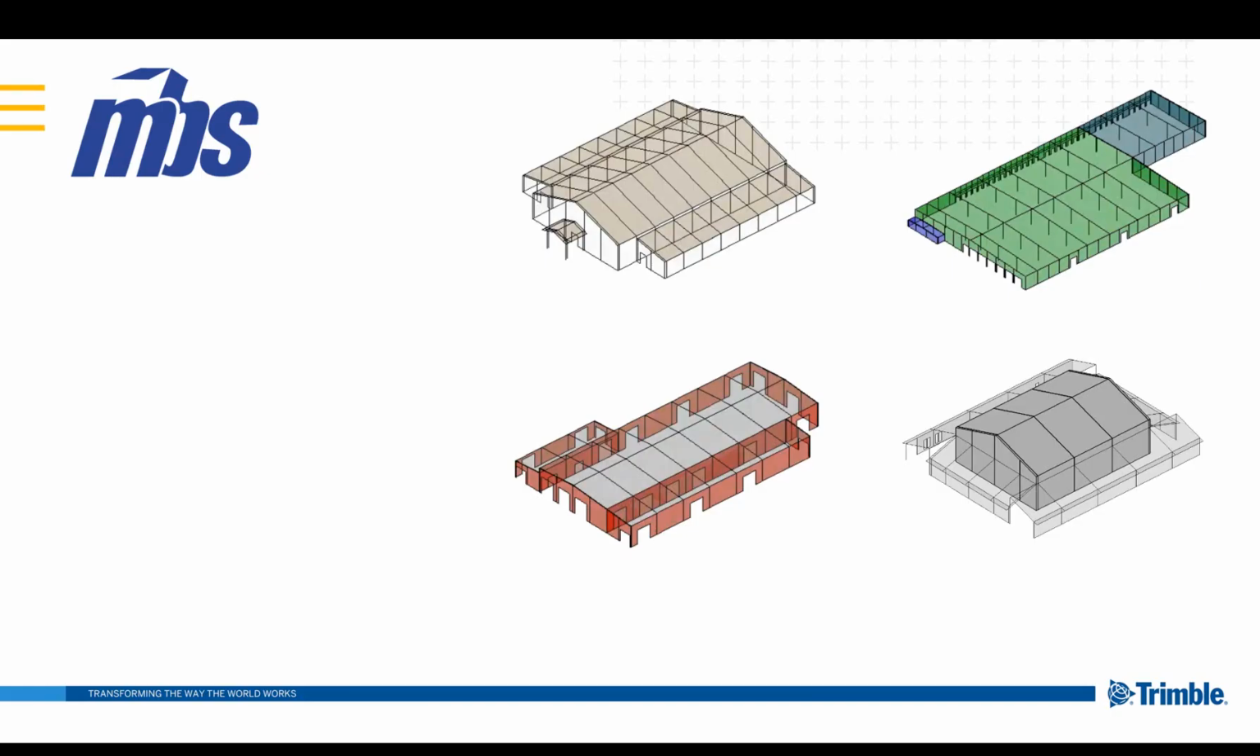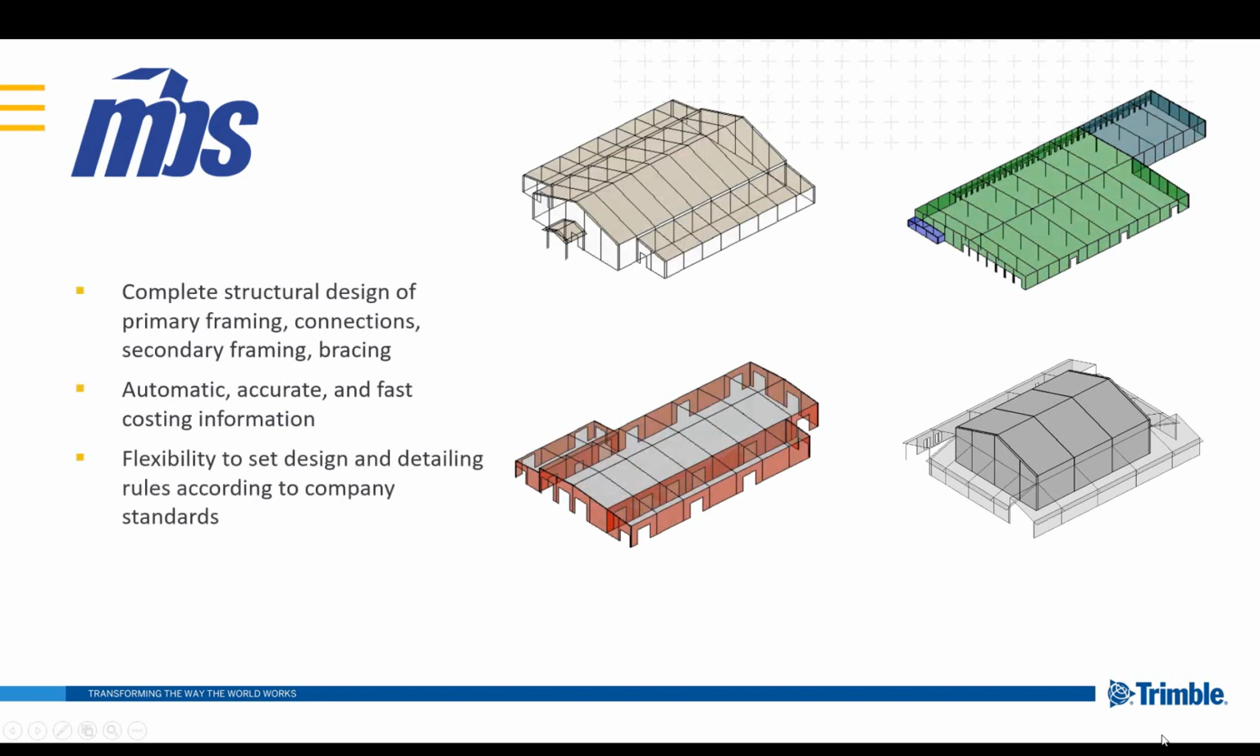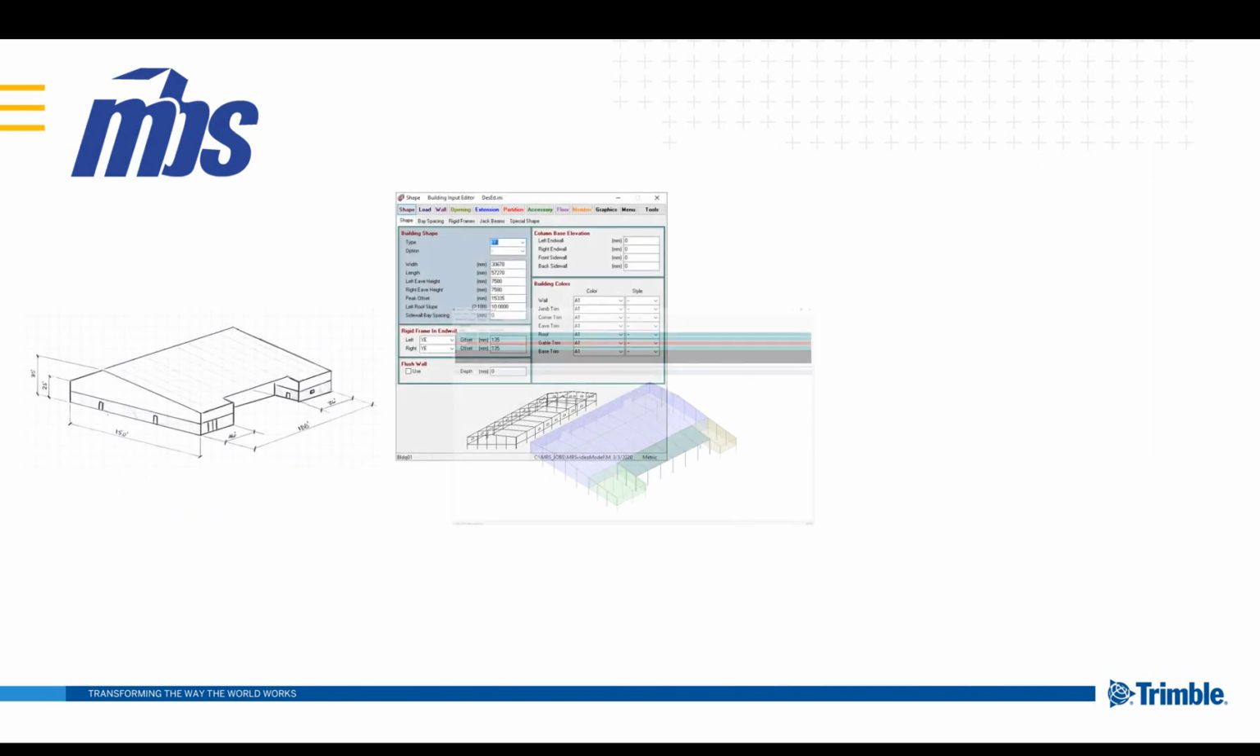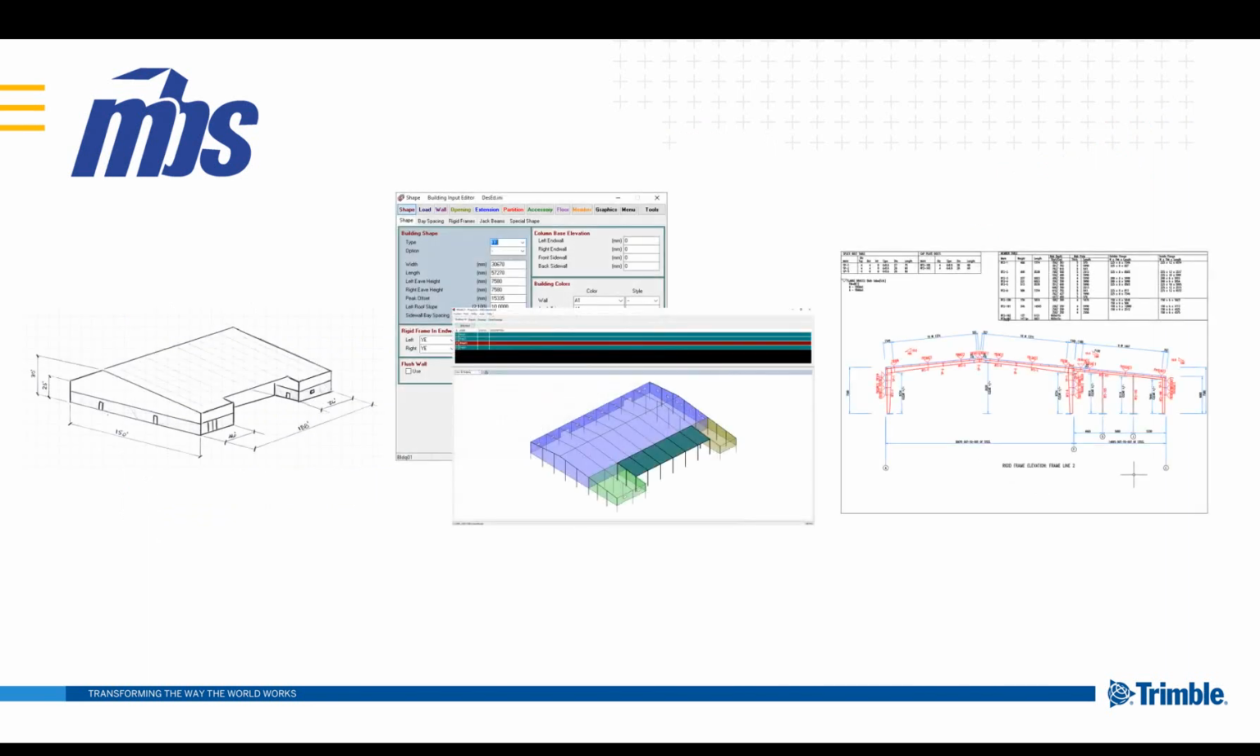MBS is the industry leader in the complete design, detailing, costing, and drafting of metal buildings. You can enter the desired building dimensions and then it will design that structure based on your local building codes and customizable shape inventory. MBS will then provide the bill of materials and customized drawings for the shop and field.